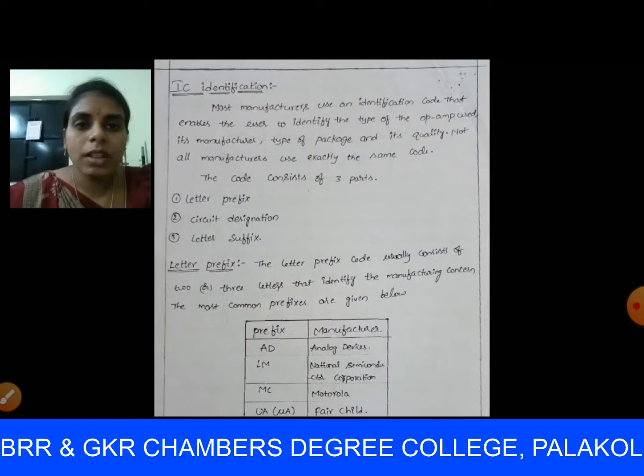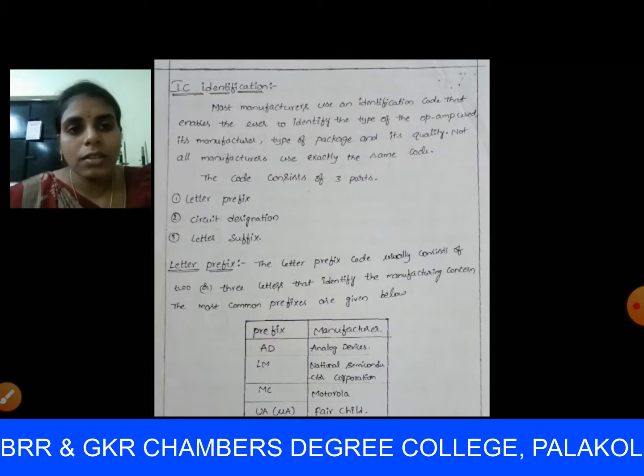This code tells the user the type of op amp, its reliability, cost and package. Most manufacturers use an identification code that enables the user to identify the type of op amp used, its manufacturer, the type of package and its quality. Not all manufacturers use exactly the same code. Different manufacturers have different codes.